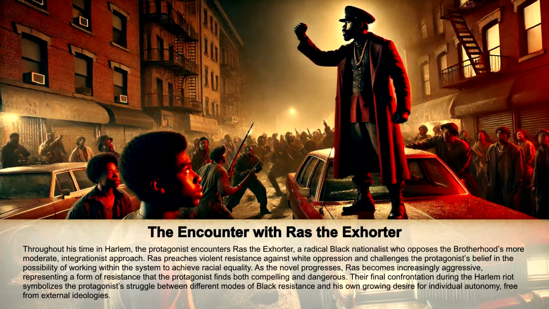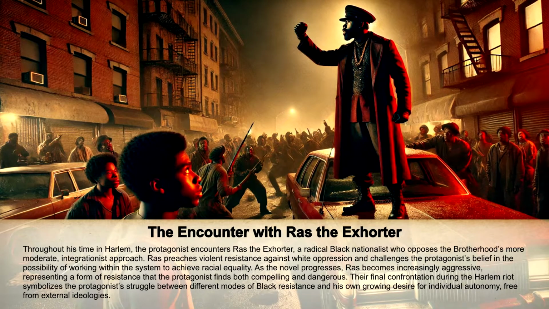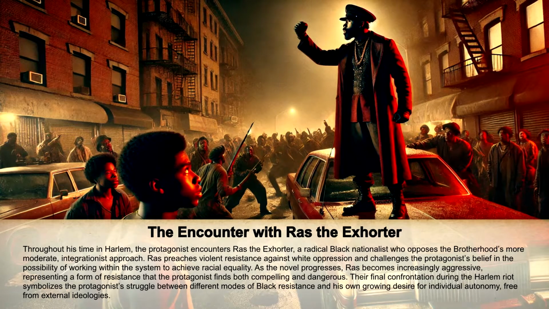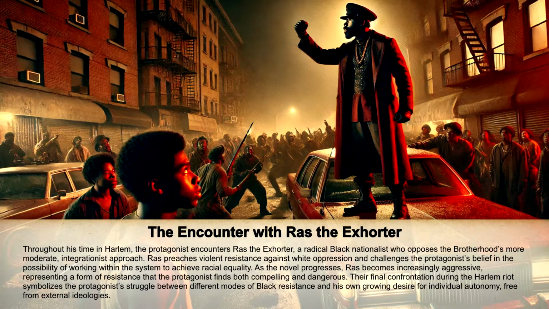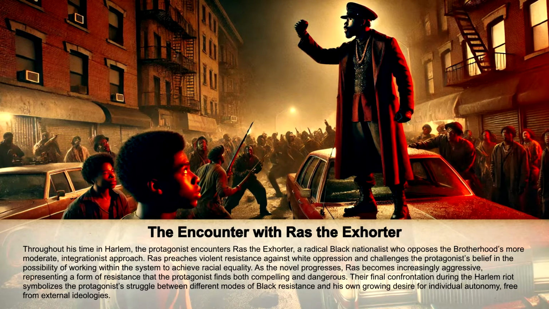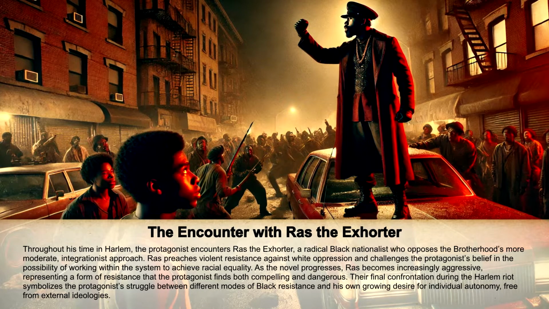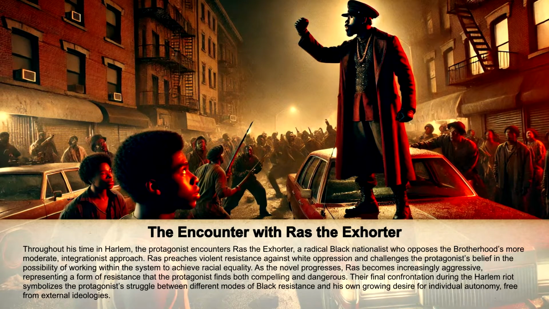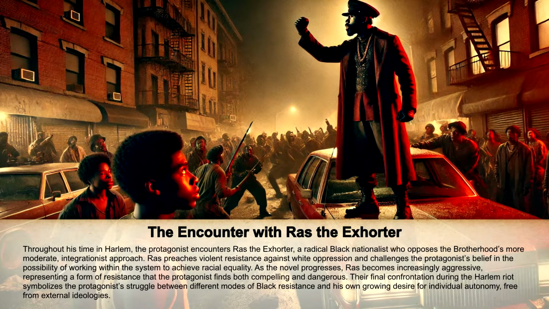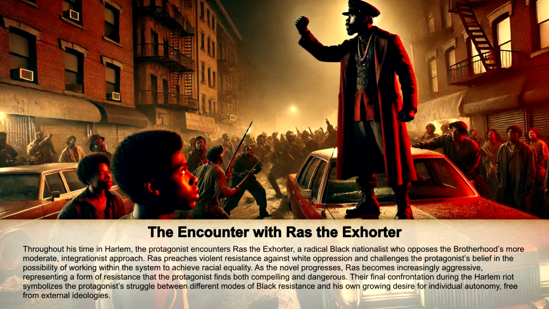The encounter with Raz the Exhorter. Throughout his time in Harlem, the protagonist encounters Raz the Exhorter, a radical black nationalist who opposes the Brotherhood's more moderate, integrationist approach. Raz preaches violent resistance against white oppression and challenges the protagonist's belief in the possibility of working within the system to achieve racial equality.